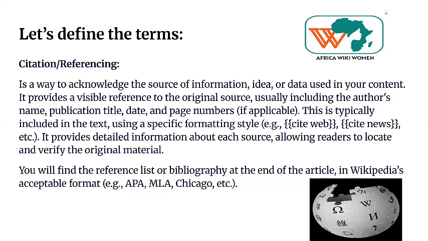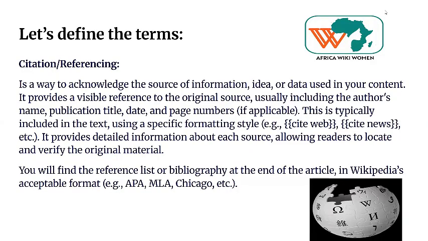As I was saying, we're talking about the citation or referencing. This is typically included in text using a specific formatting style. There's a particular formatting style on Wikipedia, which you would find at the end of an article. You'll see your references at the end of an article.